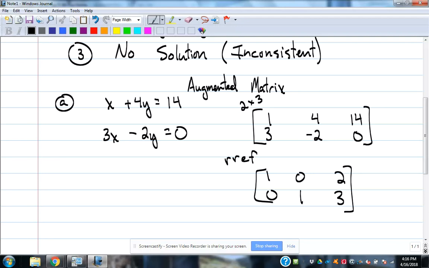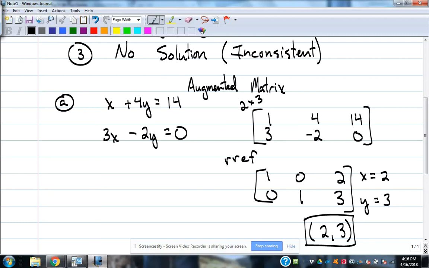All right, so reduced row echelon form. What does this tell us? This first row tells us that 1x plus 0y's equals 2. So x is equal to 2. The second row tells us that 0x's plus 1y is equal to 3. So y equals 3. You get x and y, 2 and 3. This says x equals 2. This says y equals 3. We have an ordered pair, 2, 3. That's our solution to that matrix.